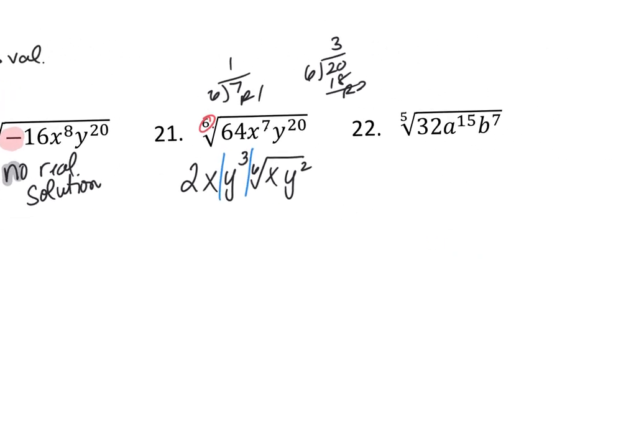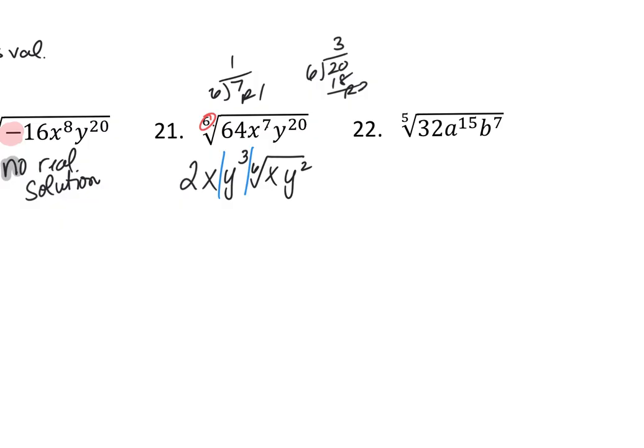And lastly, on this set, the 5th root of 32, a to the 15th, b to the 7th. The 5th root, don't have to worry about even, odd. So that's 2. A, 15 divided by 5 is 3. 7 divided by 5 is 1, so b to the 1. But remainder 2, so I have the 5th root of b squared inside. Again, it started odd, so I don't need to worry about absolute value.